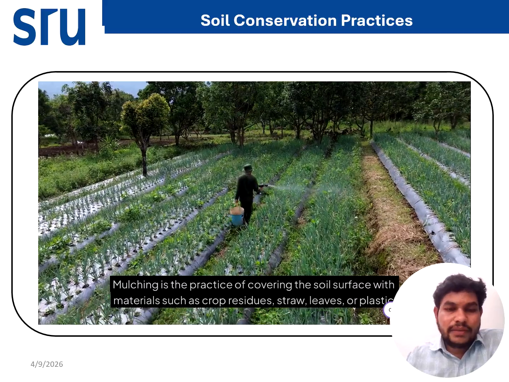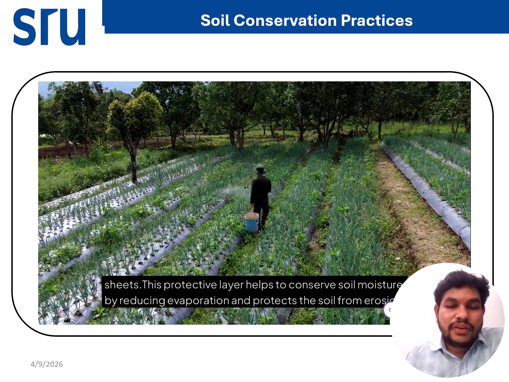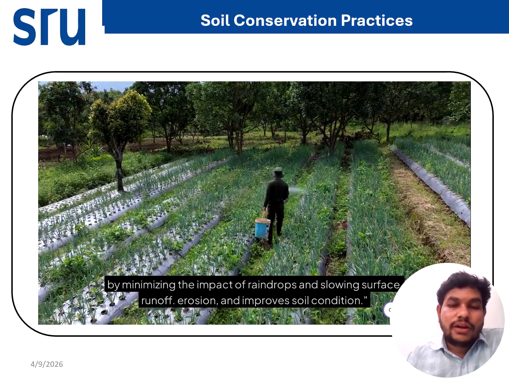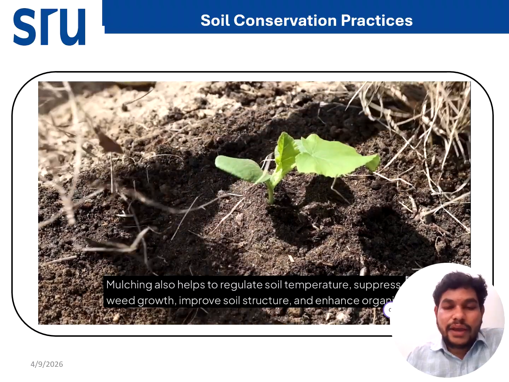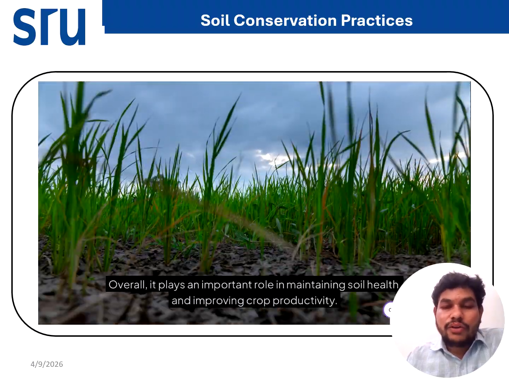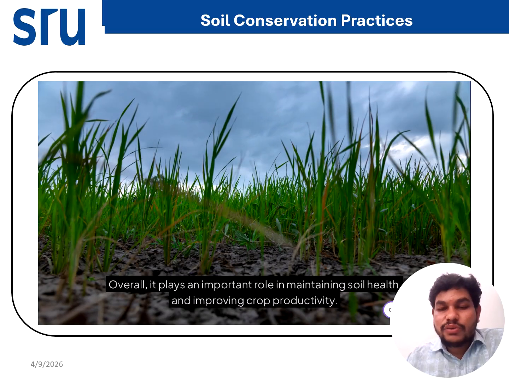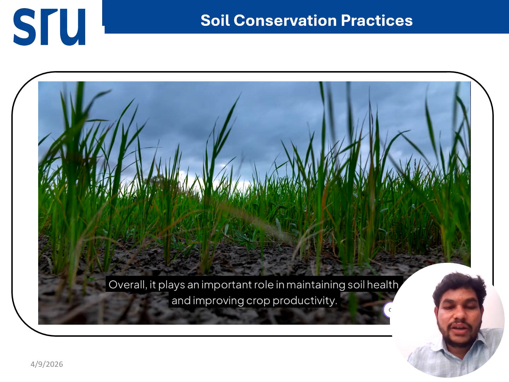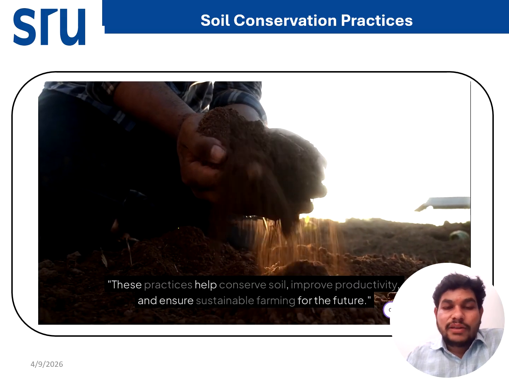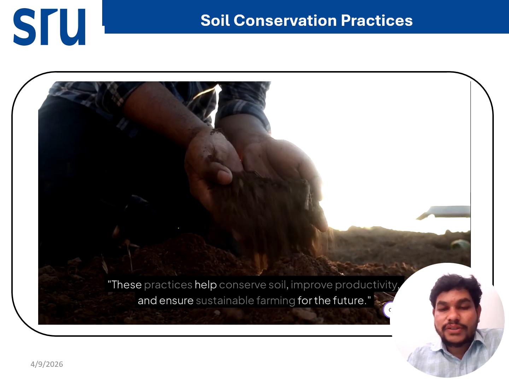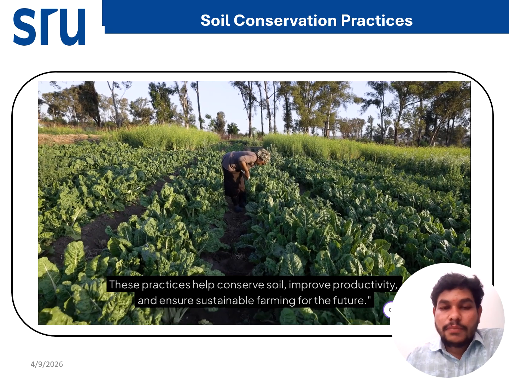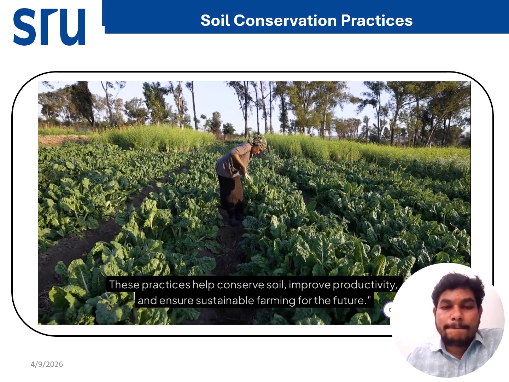This is mulching. Here we can see plastic mulching, which avoids direct contact between soil and the high intensity rainfall. We can also do mulching with crop residues, which improves soil health and crop productivity. So this practice helps the soil and improves the productivity of farmers.